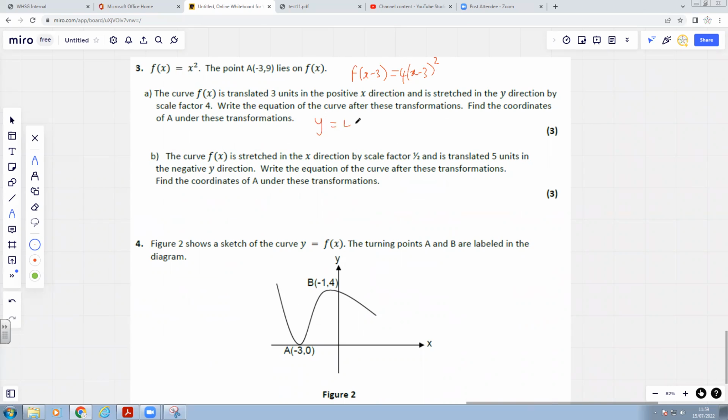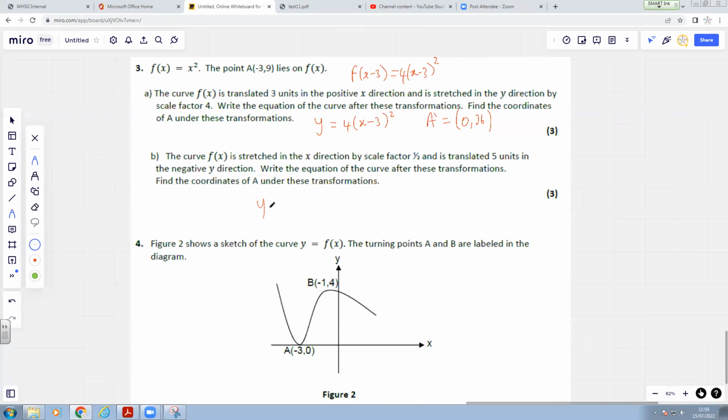Okay, y equals 4 times x minus 3 squared. Cool. Find the coordinates of A under these transformations. Okay, we'll just plug in x is minus 3, and we'll find what the new y coordinate is. Or if you like, just move it. No, it's probably easier to do it like this. Let's call it A dash. We need to move it 3 to the right, so that's now at 0. And then we need to stretch it scale factor 4 on the y, so that's 0, 36. We're just quadrupling the y coordinates.